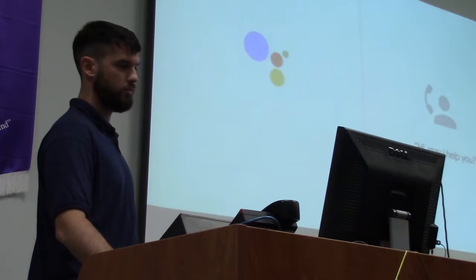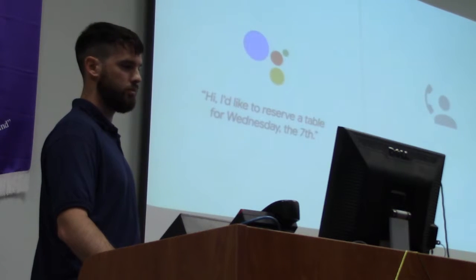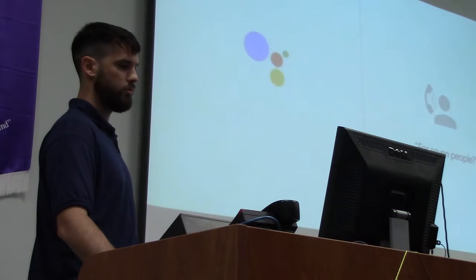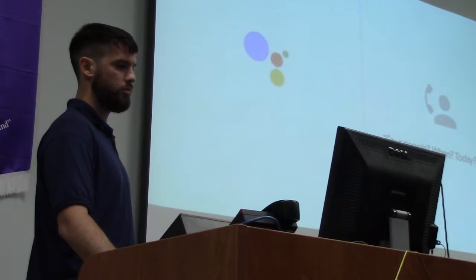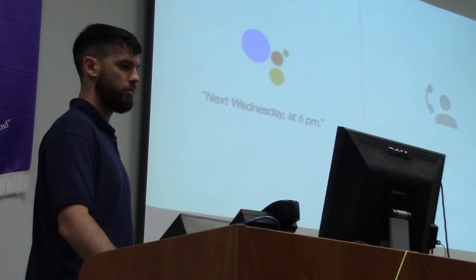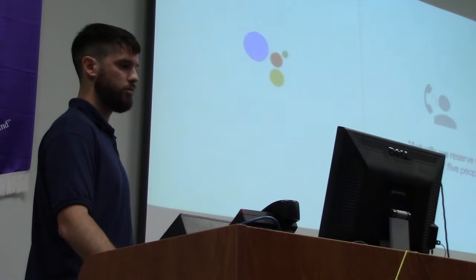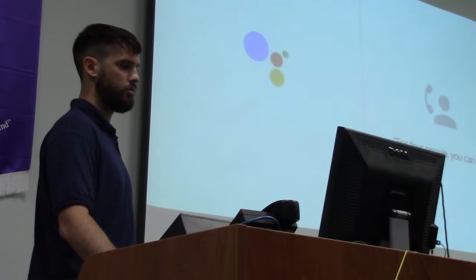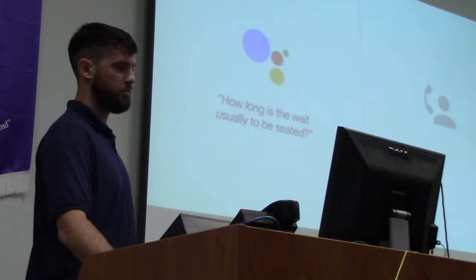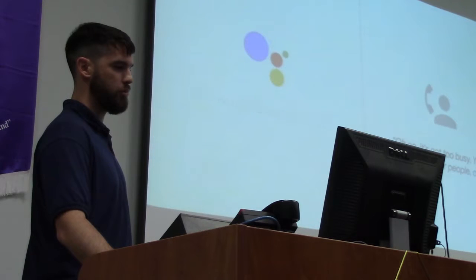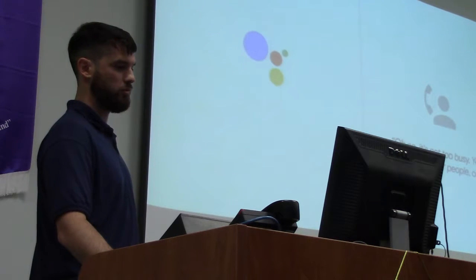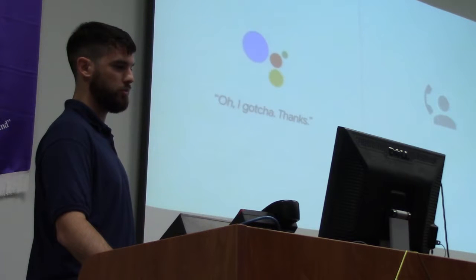Hi, I'd like to reserve a table for Wednesday the 7th. For 7 people? It's for 4 people. 4 people? When? Next Wednesday at 6 p.m. Oh, actually we serve only after 5 people. For 4 people you can come. How long is the wait usually to be seated? When, tomorrow or weekday? For next Wednesday, the 7th. Oh no, it's not too busy. You can come for 4 people, okay? Oh, I gotcha. Thanks.